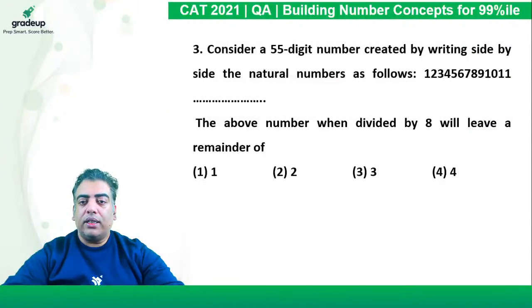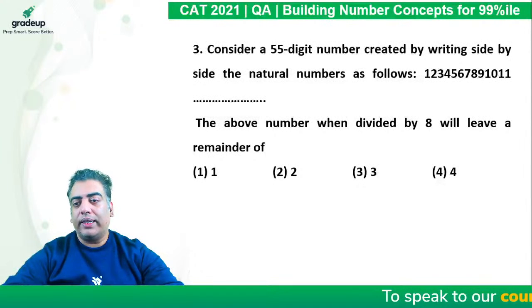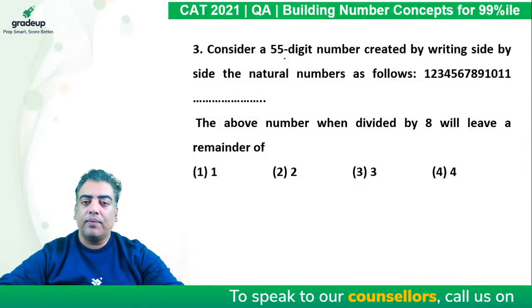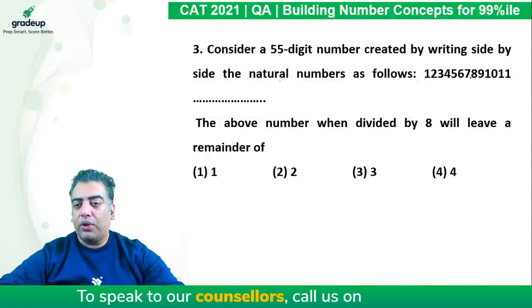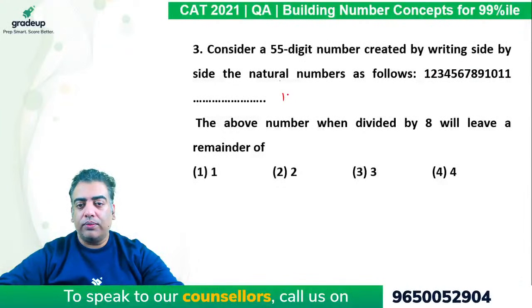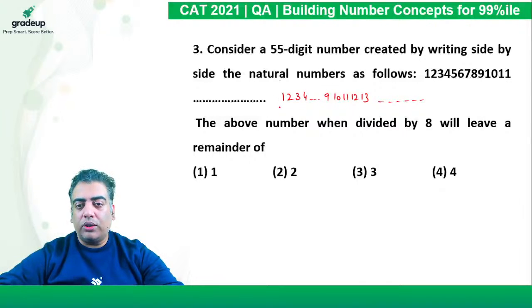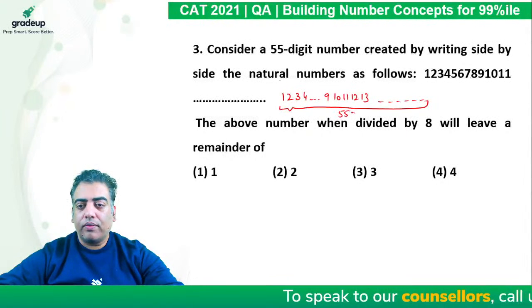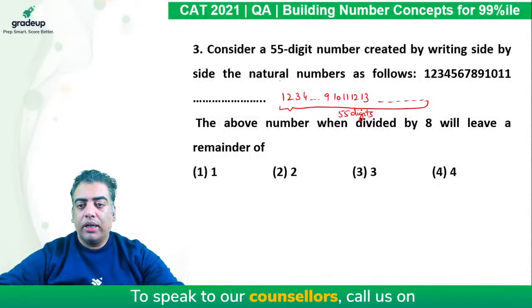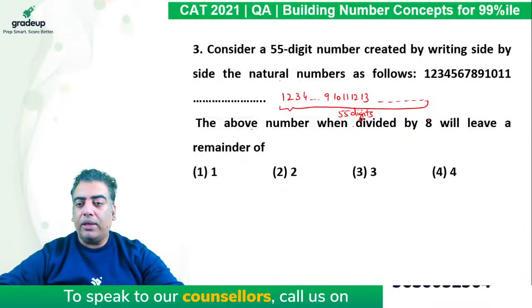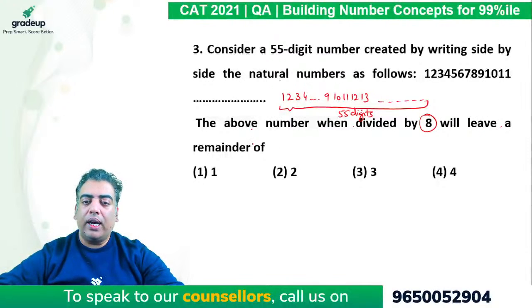Here it says, consider a 55-digit number created by writing side by side the natural numbers as follows. So you started writing from 1, 2, 3, 4, so on up to 9, then all 2-digit numbers, and you wrote a total of 55 digits. And he says the above number when divided by 8 will leave a remainder of.